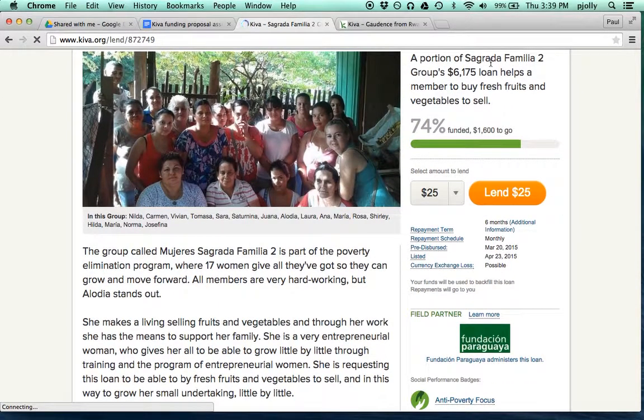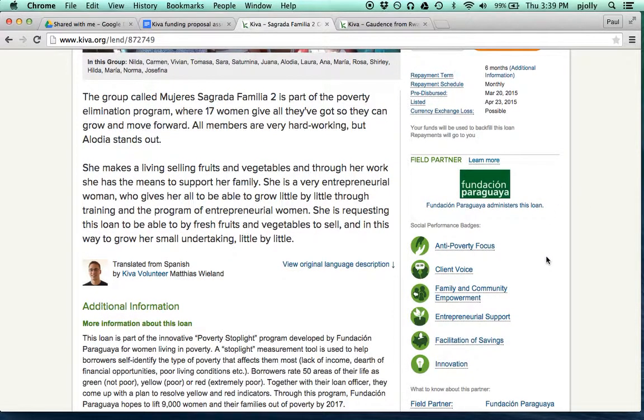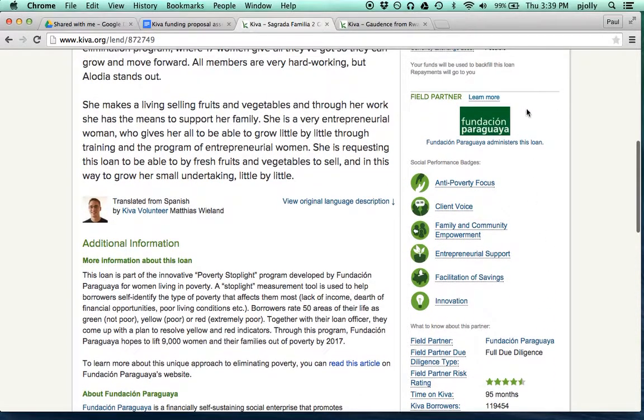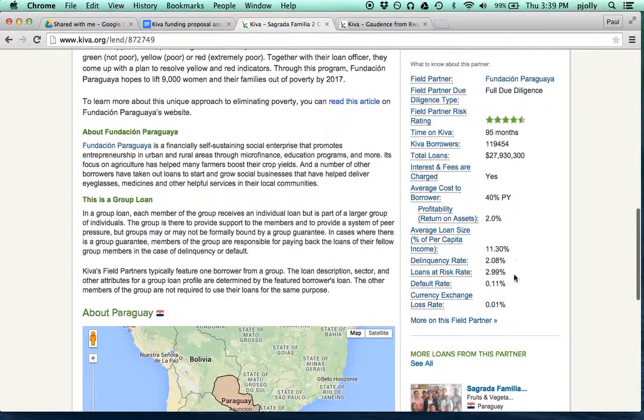You can see how much money they need entirely, how much of the funding they've already received, and there's some more information down below here on the right about the field partner, who's going to be involved in actually giving the money to the individuals that want that money. You can find information down here about the risk rating they have on Kiva, how long they've been on Kiva, how much money they've loaned out altogether, and some important details about the delinquency rate.